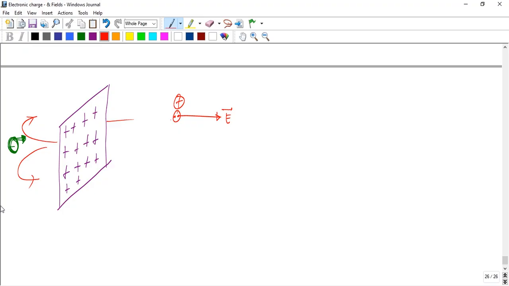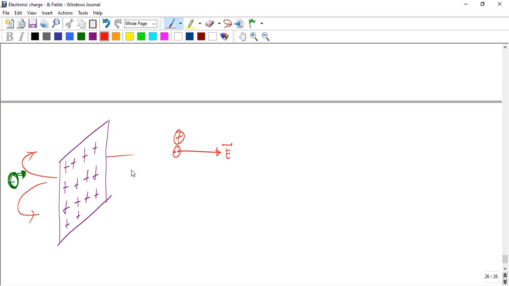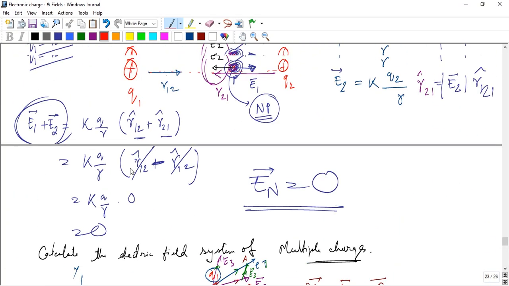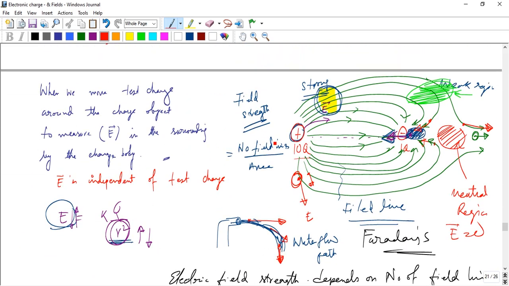So if you want to calculate the field at any point, the first step is always to remember to bring a test charge to that point, then calculate. That is important. If you want to calculate the field at a point x, bring a test charge to that point x, then you can finally calculate the electric field at that point x.